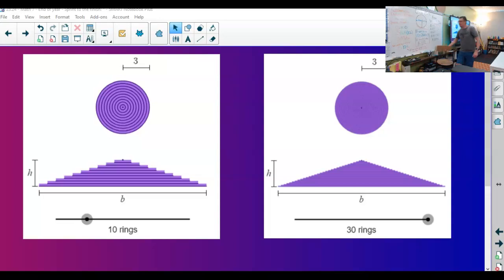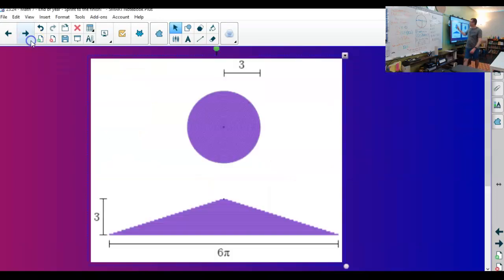So what we're talking about here is how do we find the area, right? And if we turn it into a triangle, and if you move on to the next slide, you'll see the base is 6 pi because it's the circumference. That outer ring puts the circumference on the bottom. So when we unroll that circle, the circumference is the bottom.